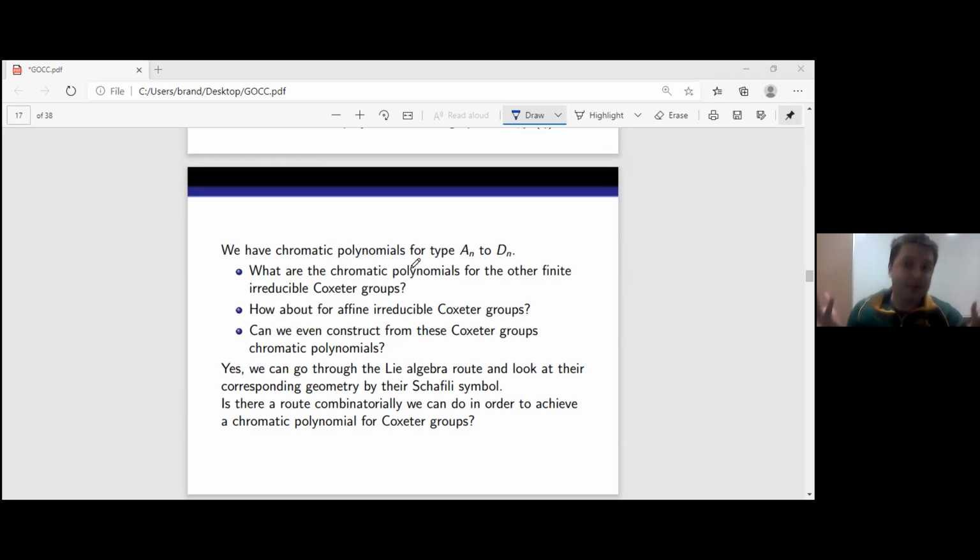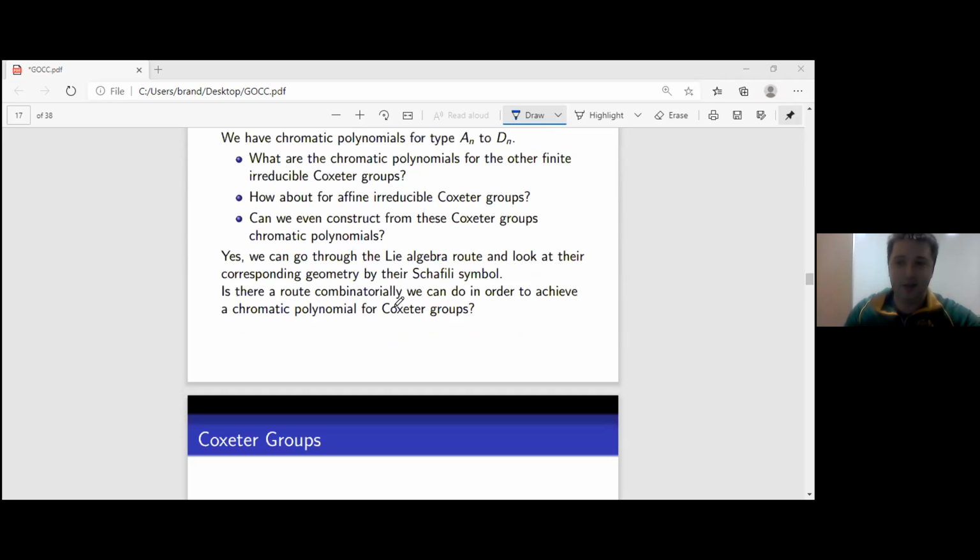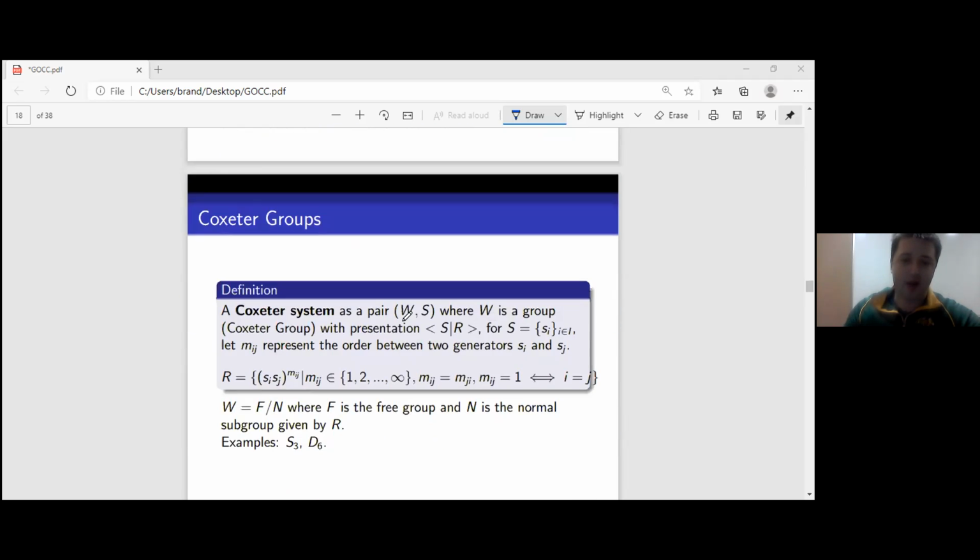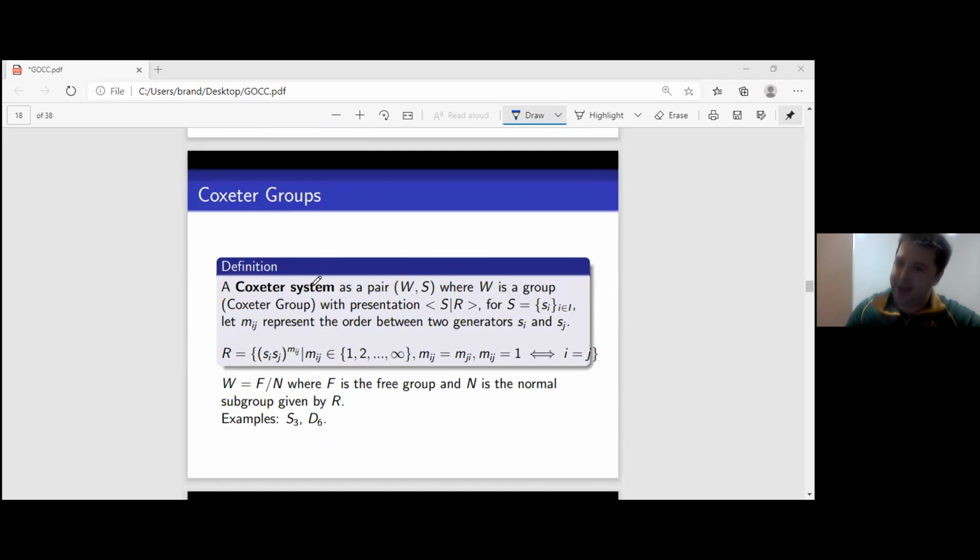Let's see. So, for Coxeter groups, right, from last talk, here is a standard definition of what a Coxeter group is. m_ij is just the order between two generators.